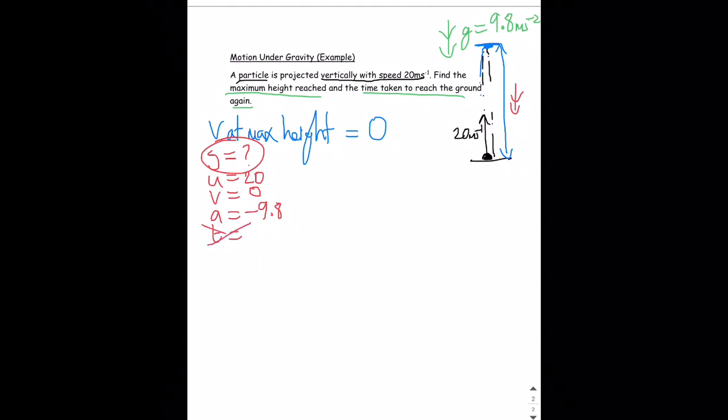And for this first part, I'm not really interested in the time taken to get to the max height. They haven't asked me that. So I'm interested in V, U, A and S. So that is the V squared equals U squared plus 2AS formula.